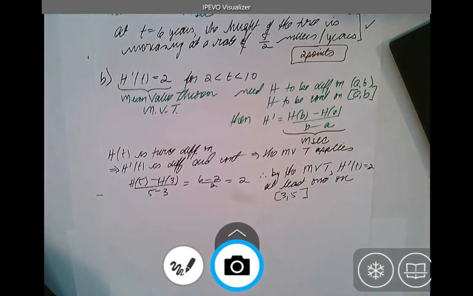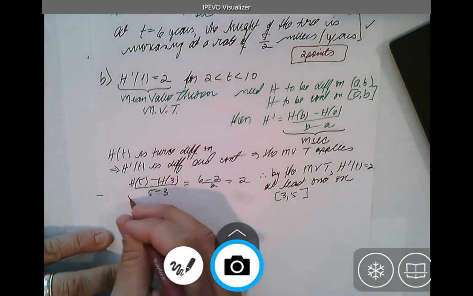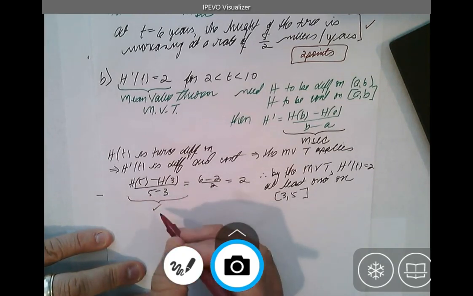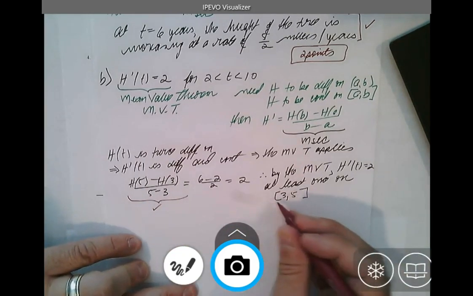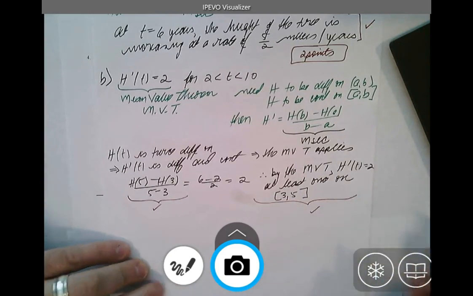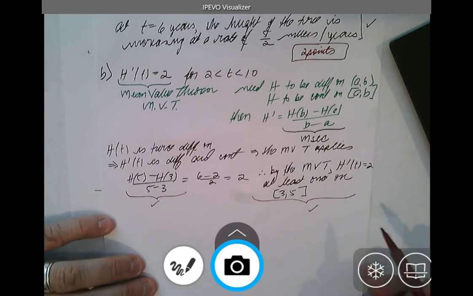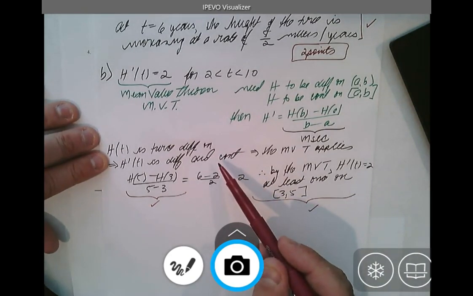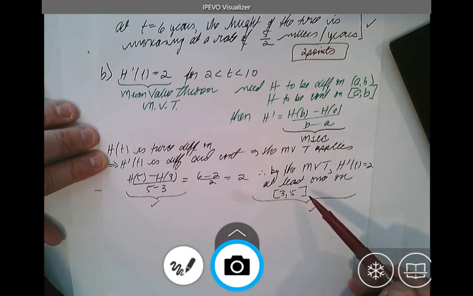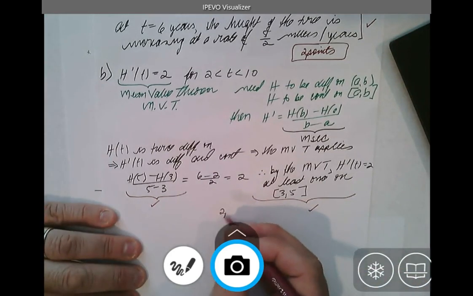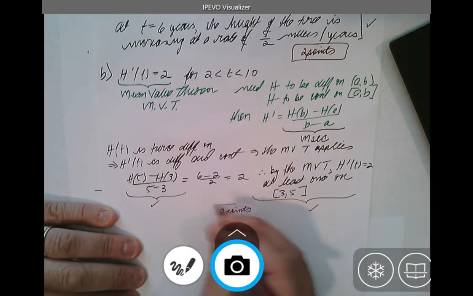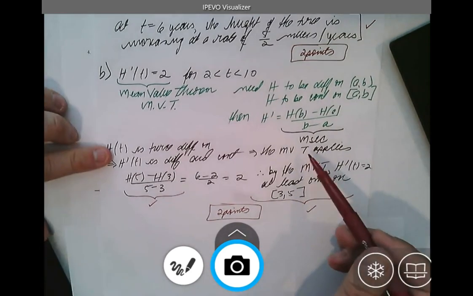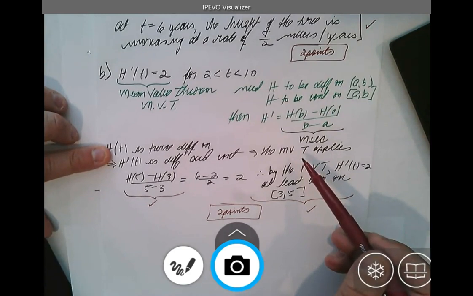The way they awarded the points, they said 1 point for finding the slope, h of 5 minus h of 3 over 5 minus 3, and then your conclusion using the mean value theorem. Now, I'm pretty sure that if you didn't stop to indicate that the conditions for the MVT have been met, you wouldn't be awarded the point. That's pretty typical with the College Board. If you want to use one of these named theorems, you have to make sure that the conditions have been met. So that's part B.